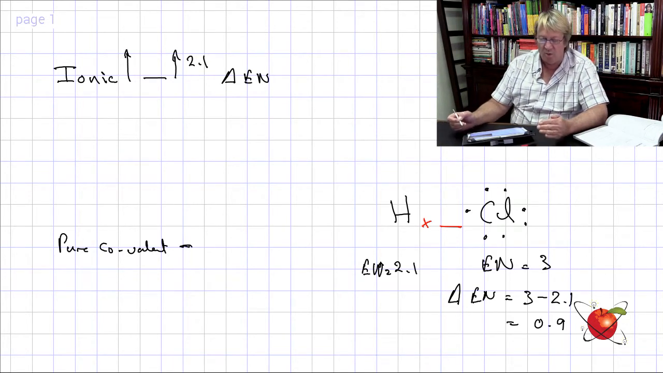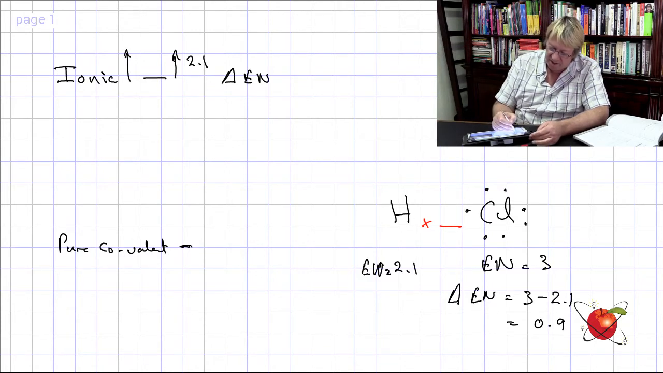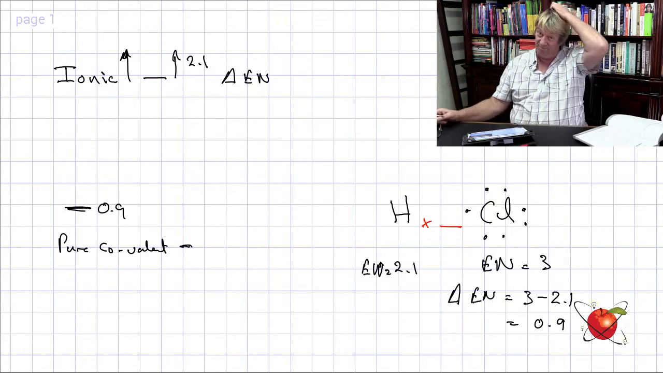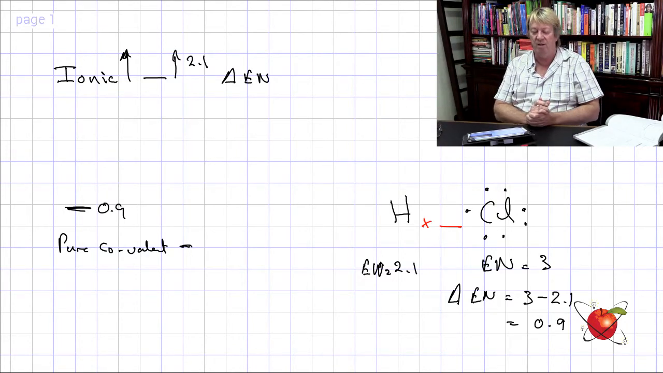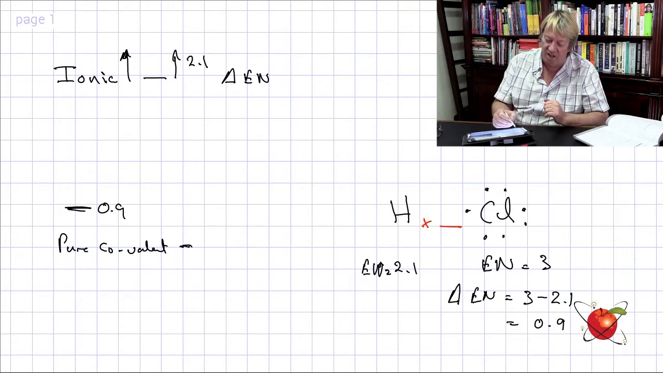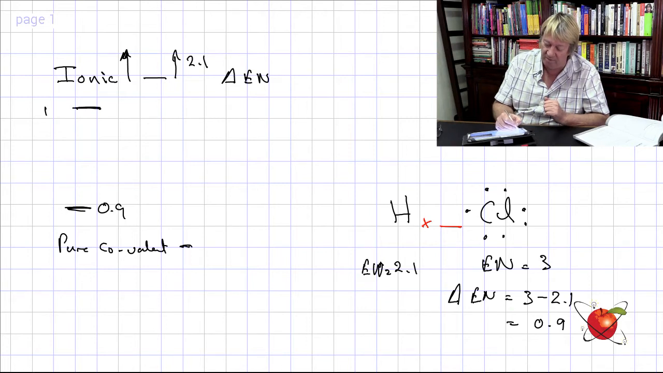Now what does that mean? It means that it's not ionic, but it is not pure covalent either. It is over here, with an electronegativity difference of 0.9. Well, what happens if we had electronegativity differences of, let's say, 1.9?